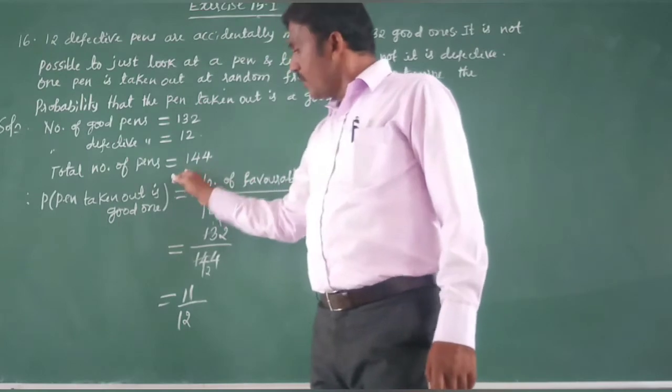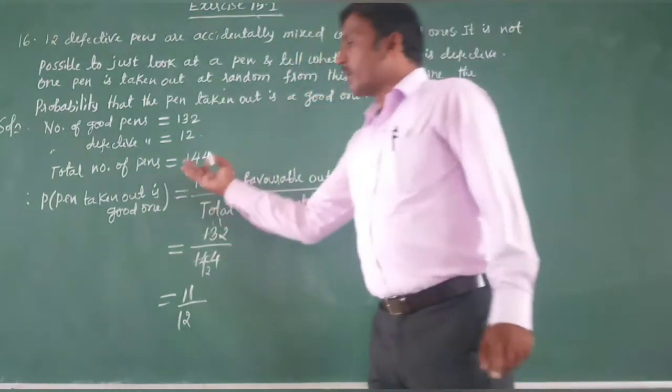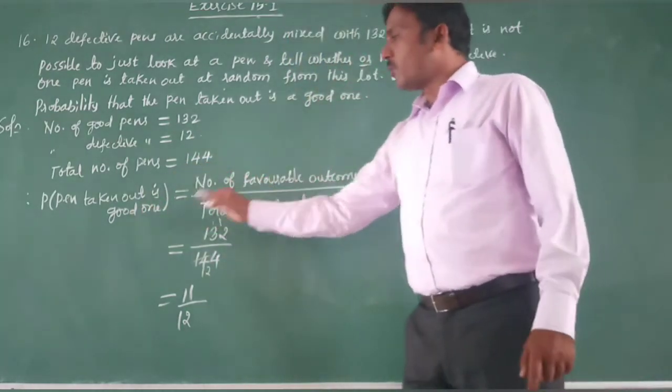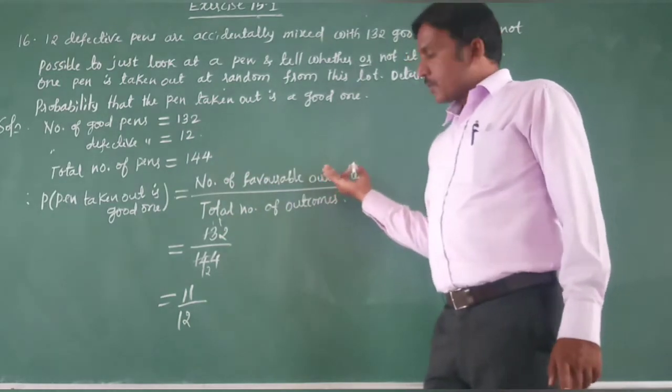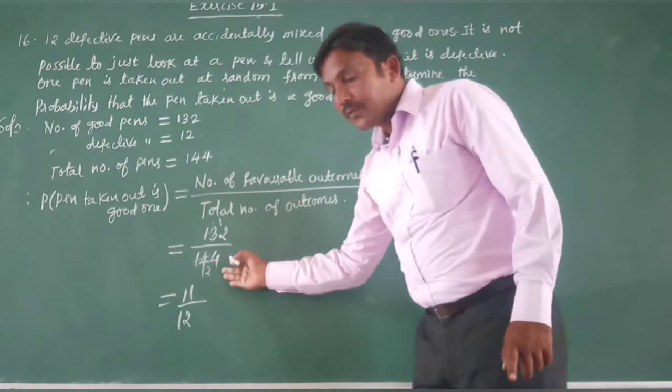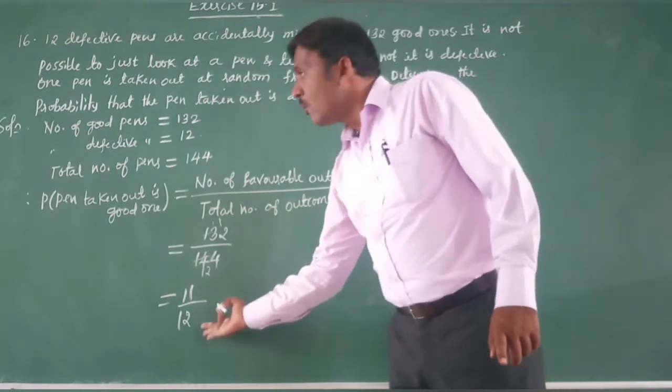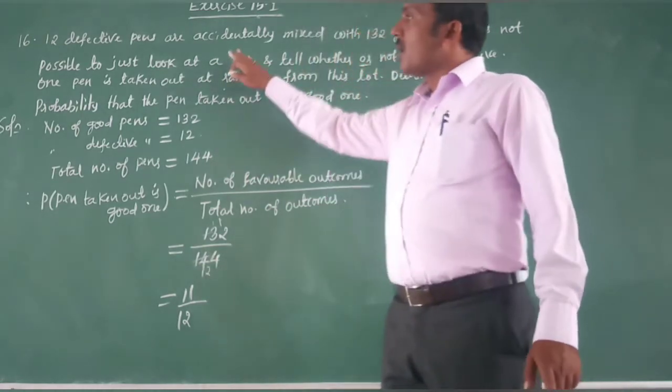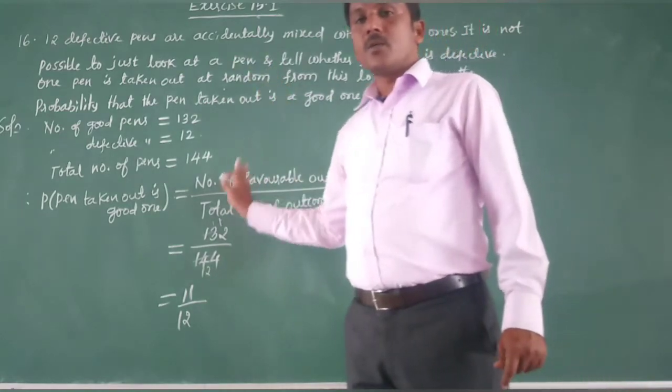Total number of pens 144. Out of 144, what is the probability of getting taken out pen is good one. So good pens are 132 divided by total number of pens are 144. That gives us 11 by 12 is the probability according to the given question.